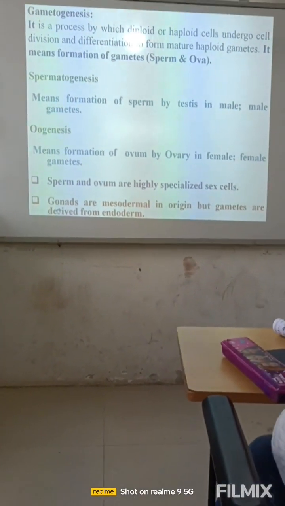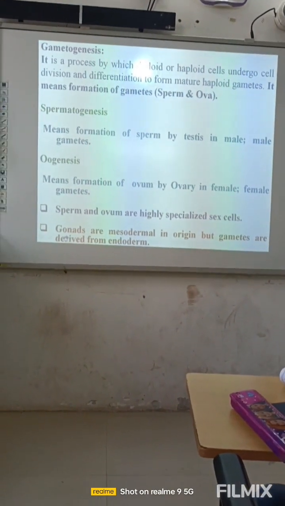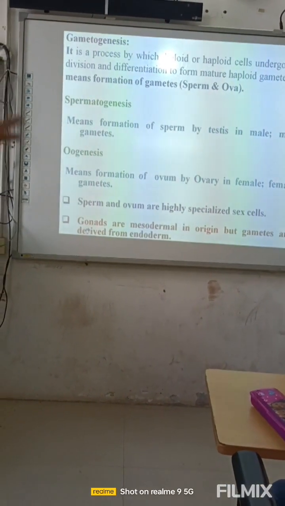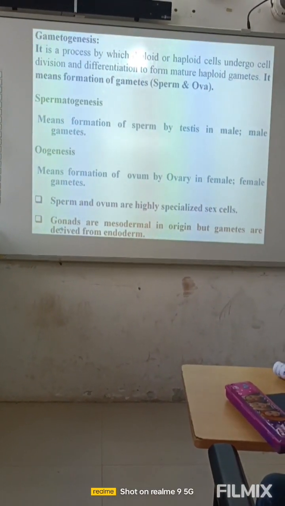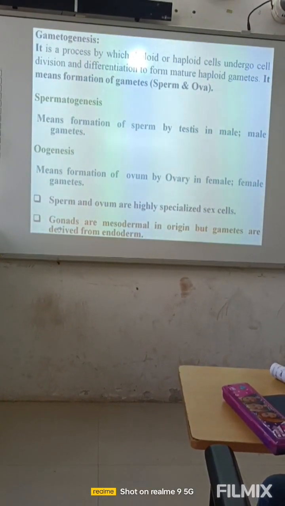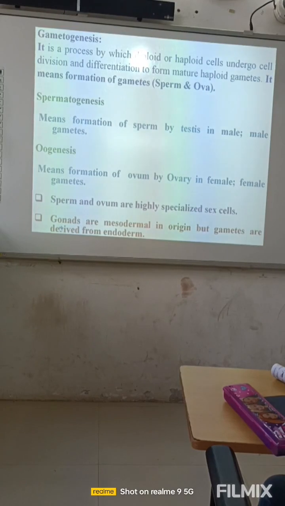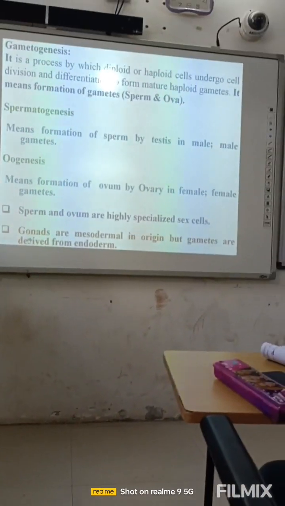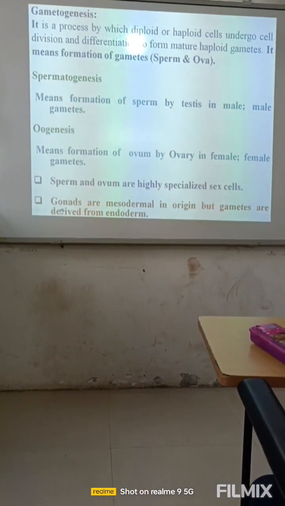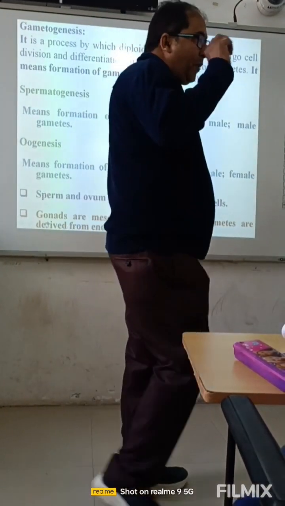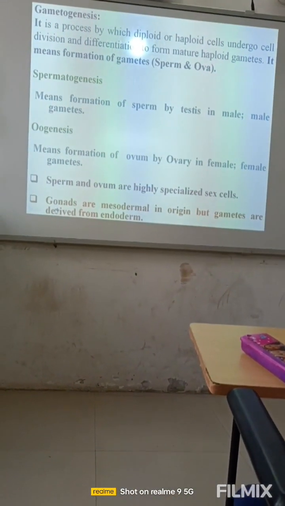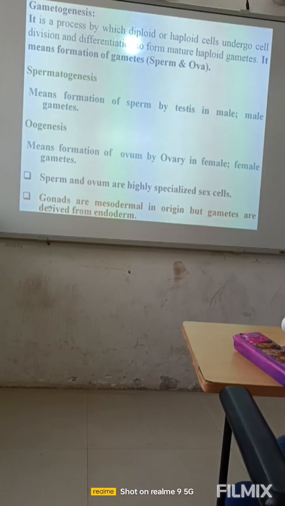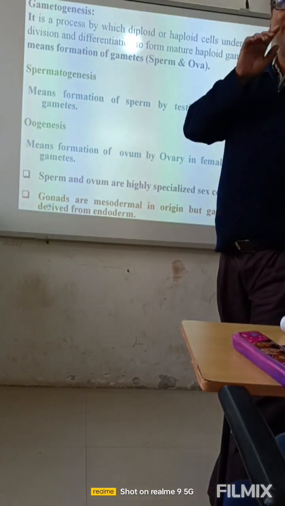We discussed gametogenesis in our regular class on the blackboard. Gametogenesis is a process by which a diploid or haploid cell undergoes cell division and differentiation to form a mature haploid gamete. It means formation of gametes, male gamete and female gamete. There are two processes in gametogenesis: one for male gamete formation, that is spermatogenesis, and the second for female gamete formation, that is oogenesis.